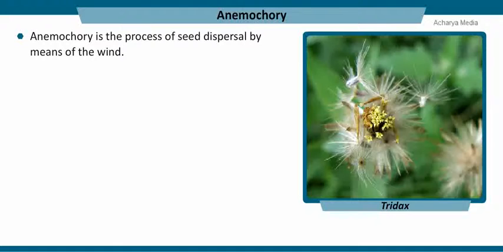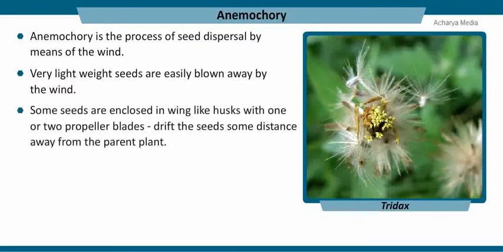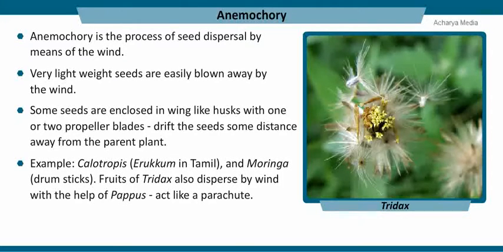Anemochory is the process of seed dispersal by means of the wind. Very lightweight seeds are easily blown away by the wind. Some seeds are enclosed in wing-like husks with one or two propeller blades or fluffy coverings that help them drift some distance away from the parent plant. Examples are Calotropis, called Erukam in Tamil, and Moringa, commonly known as drumstick. Fruits of Tridax also disperse by wind with the help of the hair-like persistent calyx known as pappus that acts like a parachute in the dispersal mechanism.